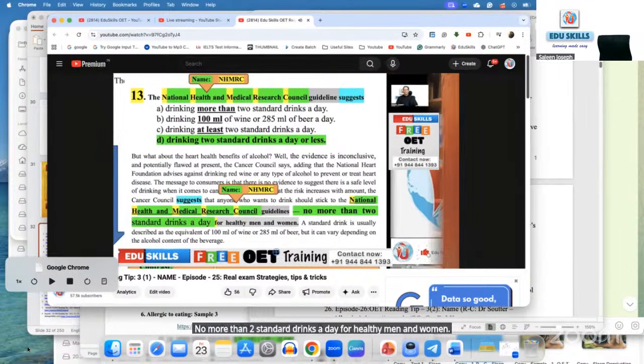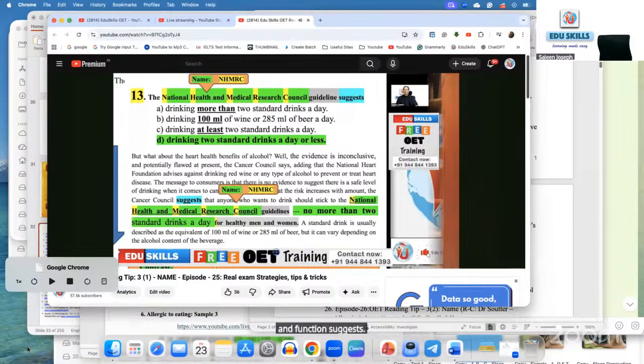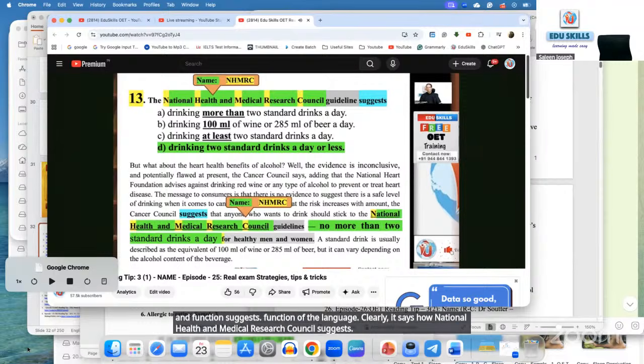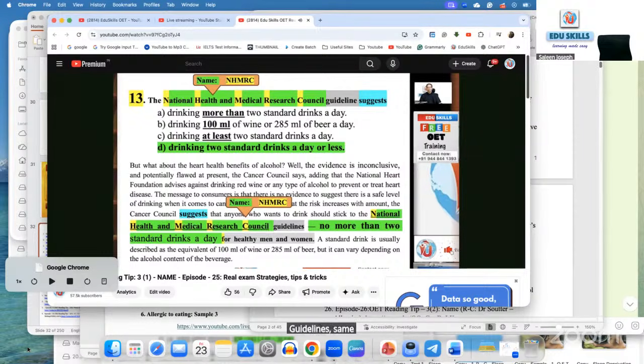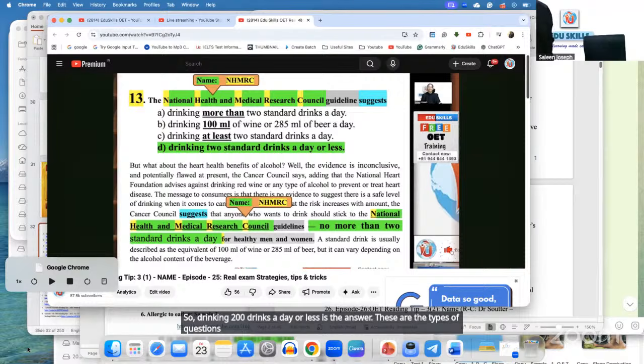Good hedging words in the question statement. NHMRC, that is National Health and Medical Research Council, and function suggests function of the language. But clearly it says how National Health and Medical Research Council suggests guidelines, same word is here, no more than 2 standard drinks a day. So drinking 2 standard drinks a day or less is the answer. These are the types of questions being repeatedly asked in your OET reading test.